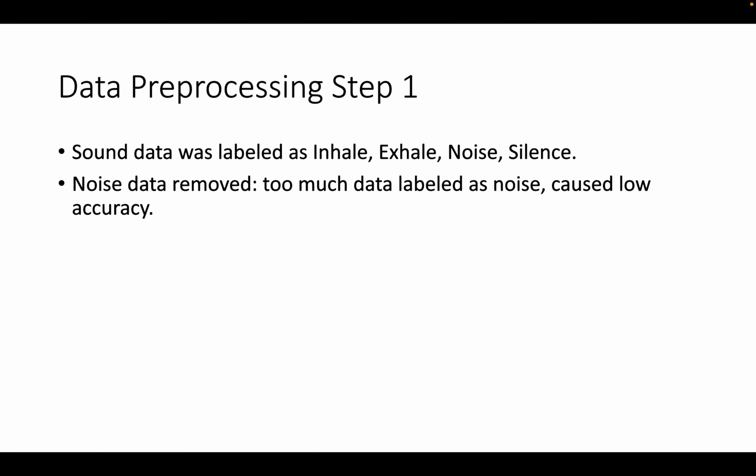The first process to improve our model is data pre-processing. There are too many labels now, like inhale, exhale, silence, noise. To make it more accurate, first we want to remove the noise so that the data could be cleaner.